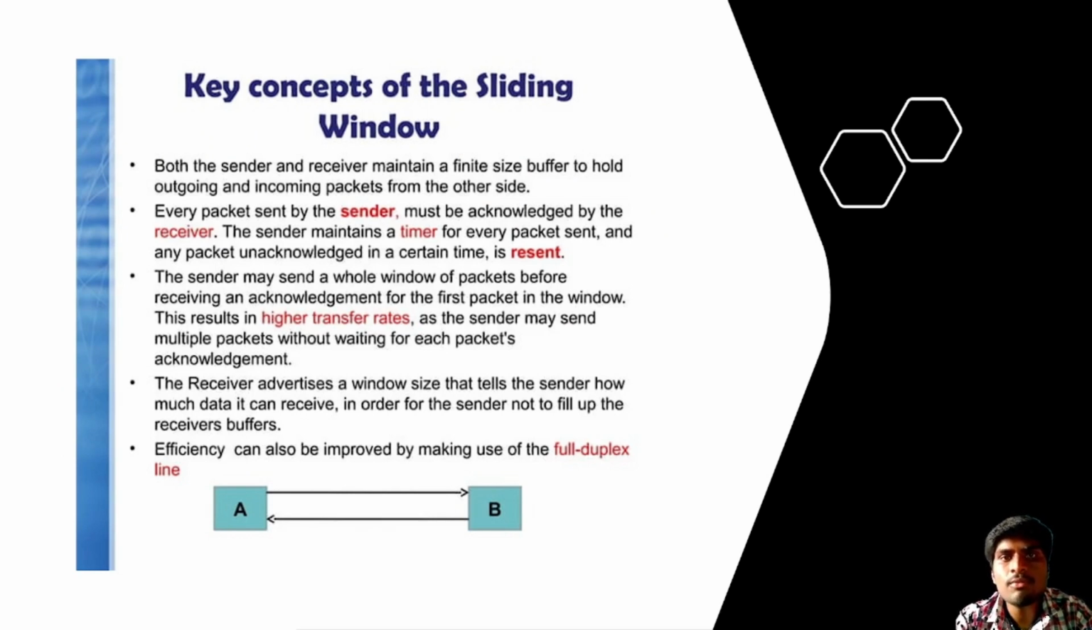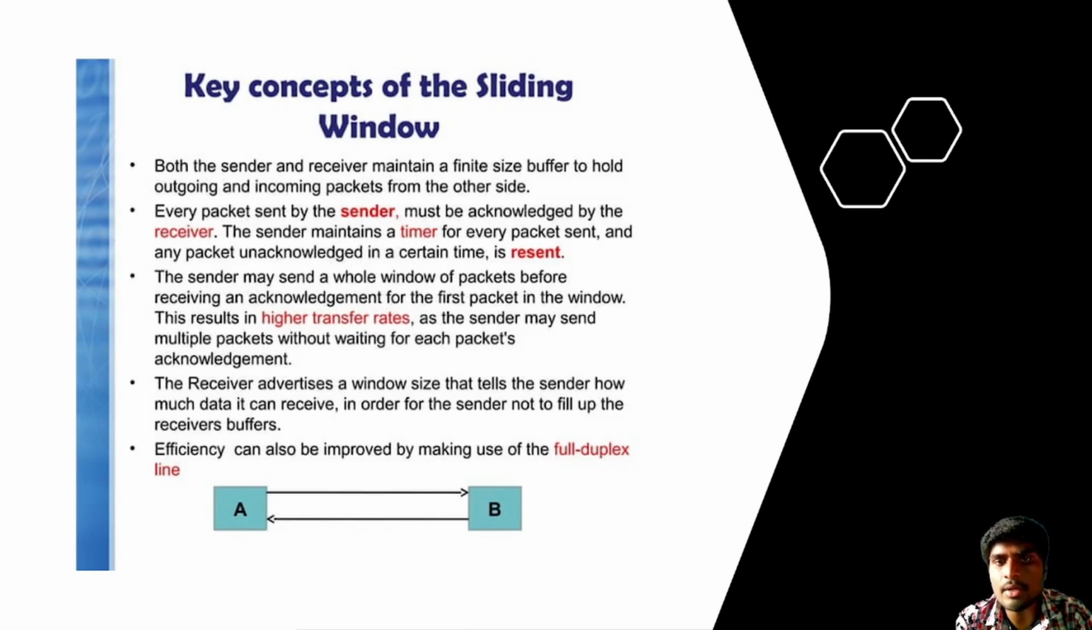Key concepts of the sliding window protocol. Protocol is nothing but some rules and regulations. Both the sender and receiver maintain a finite size buffer to hold outgoing and incoming packets from the other side. Every packet sent by a sender must be acknowledged by the receiver. The sender maintains a timer for every packet sent, and any packet unacknowledged within a certain time will be resent. The sender may send a whole window of packets before receiving an acknowledgement.